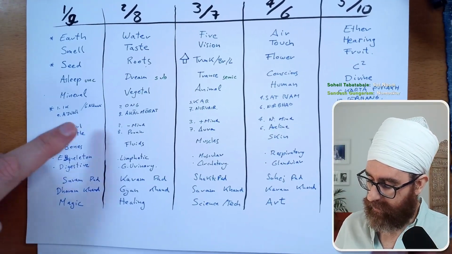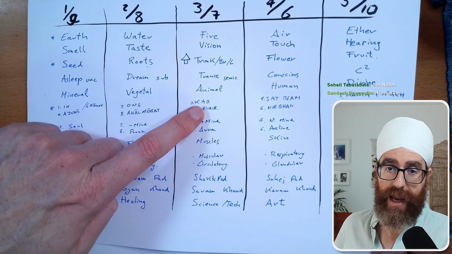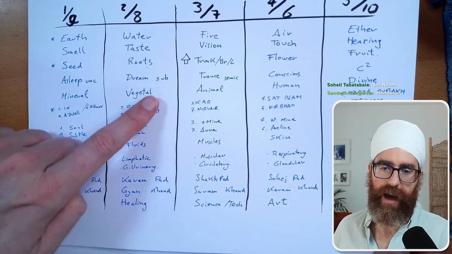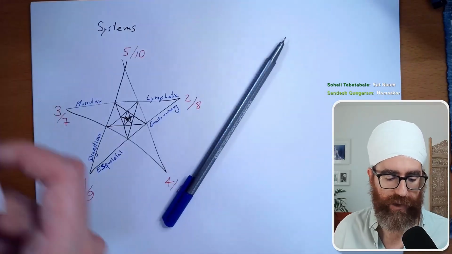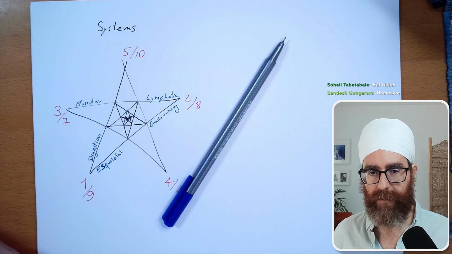So fire is associated to the muscles, and the muscles allow us to run and to move and action, and that's fire. Fire is associated to action. In the Mul Mantra, we would have Ek Onkar. Kar means action. So again, Kar being linked to muscles and being linked to fire and being linked to action, all these things connected.